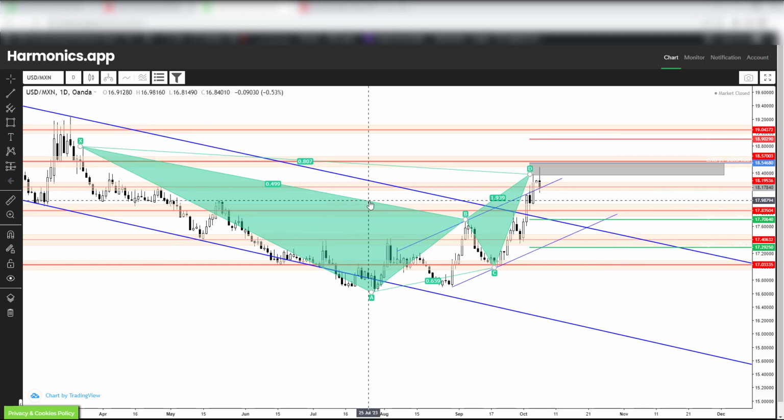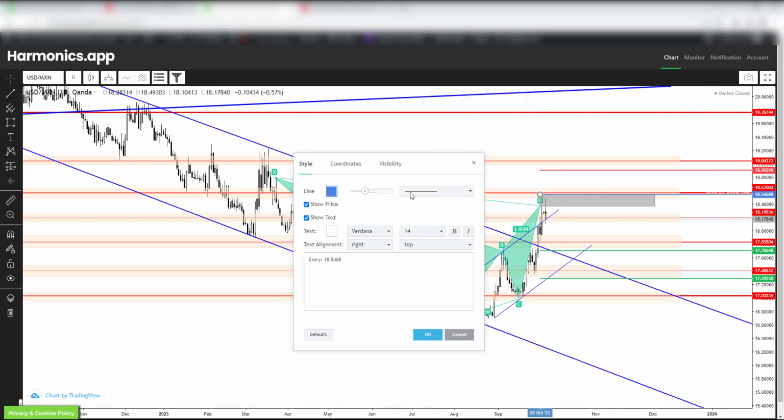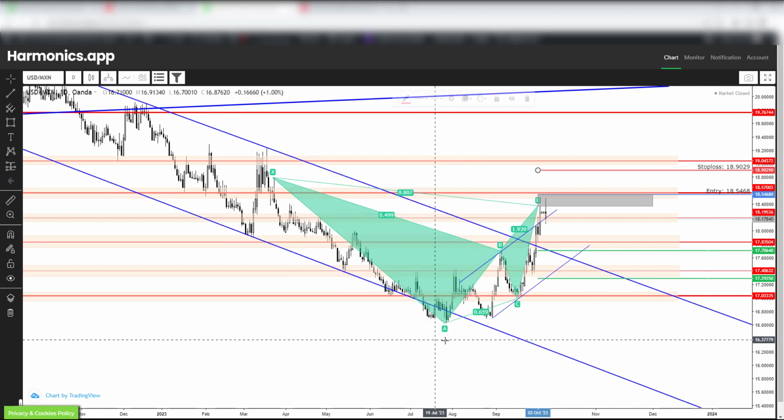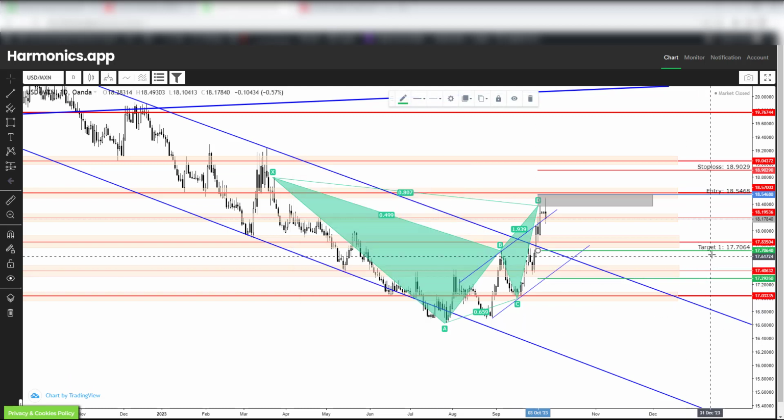Okay, and we could also change the color so we can see it more clearly. What are the stop loss, entry levels, and the take profit. Just a minute. Okay, and the take profit too.